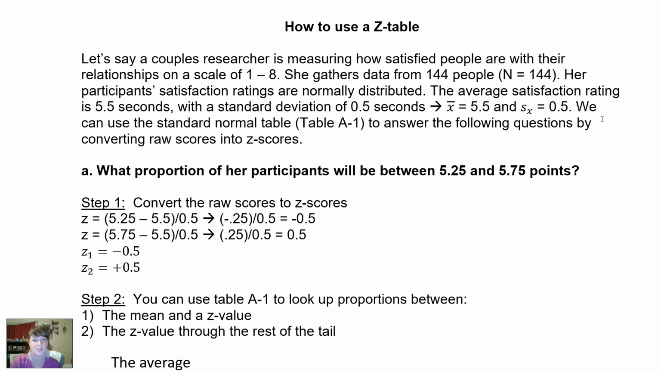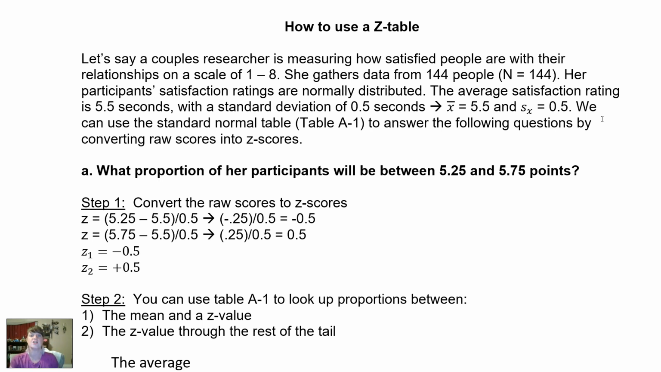Let's say a couples researcher is measuring how satisfied people are with their relationships on a scale of 1 to 8. She gathers data from 144 people, so big N is 144. Her participant satisfaction ratings are normally distributed. That's important. I'm telling you that these data are normal. And data is plural, isn't that fun? So it's not this data, it's these data. The singular of data is datum. The more you know.